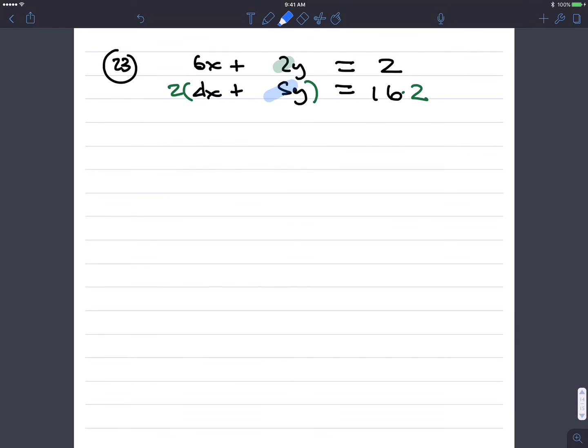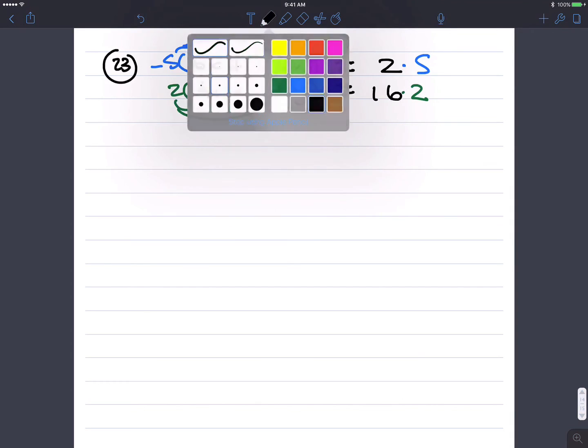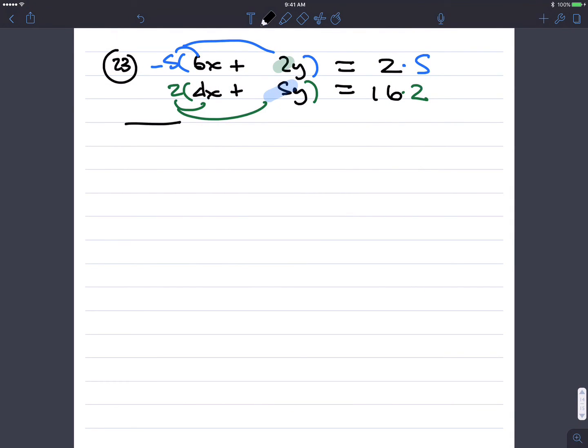Let's try it again. We got a 5. We're going to multiply the top by 5. So we can get opposites. Now they're both positive, so one has to be negative. Let's make the top one negative, and we will distribute. And let's see our equations. Negative 30x minus 10y is 10. And then I have an 8x plus a 10y is 32.